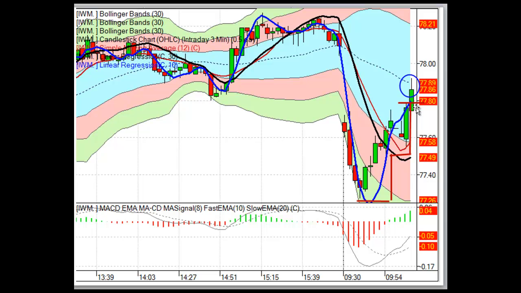So the first phase of the trade is good. Entered early in the move. It's reached our target. If it hesitates any further here, we're out at 77.80. But we're prepared for the next leg up.